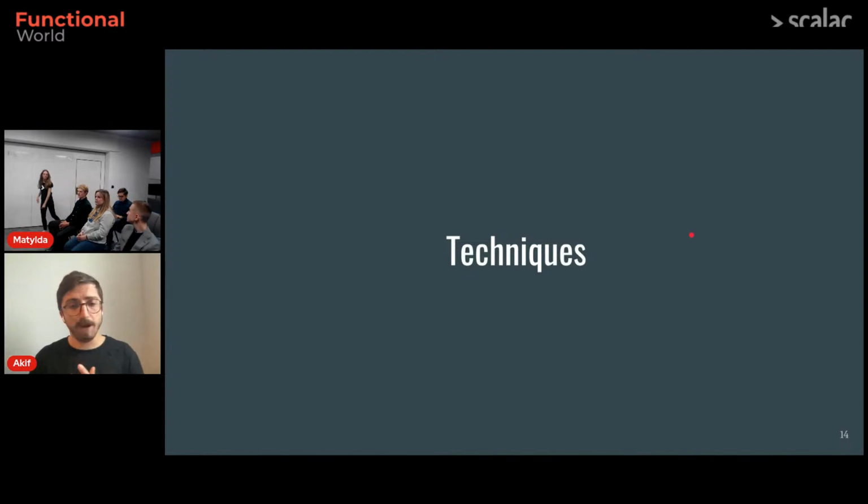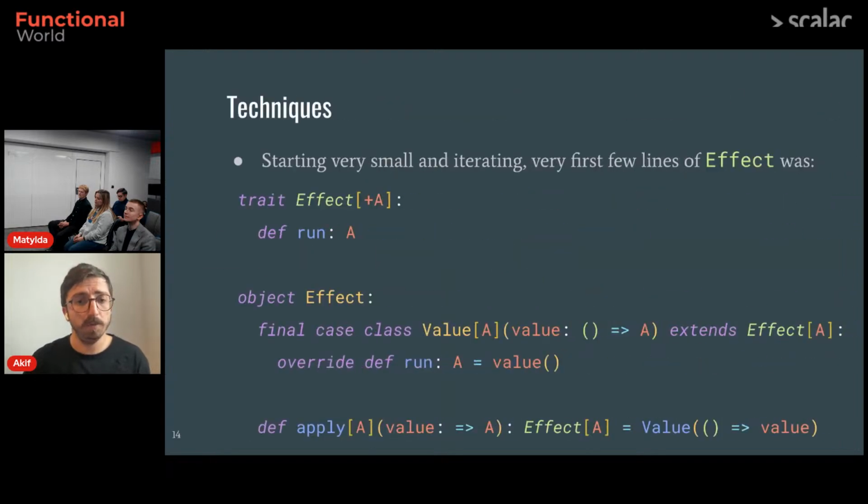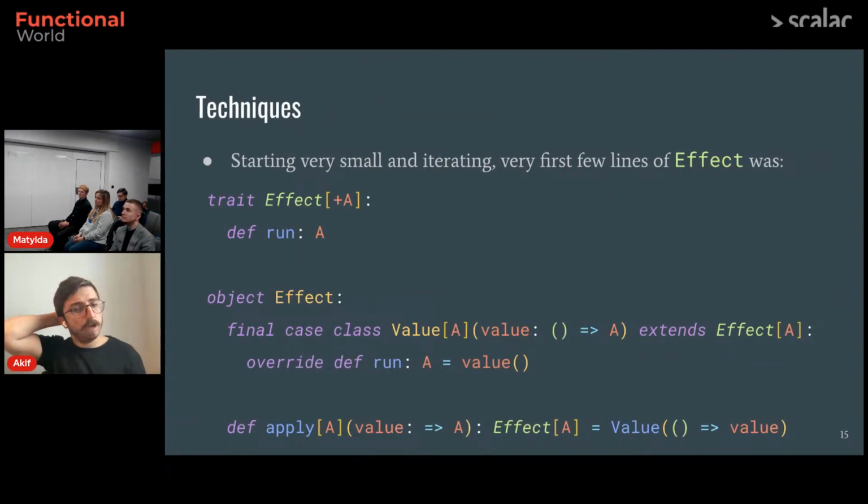So now we have some idea about what functional programming and functional programming with effects are. I talked about my approach to error handling, and now I want to talk about the techniques that I followed in building this library. The very first thing I did was start with very little code. These lines of code are actually the very first few lines of the effect library.